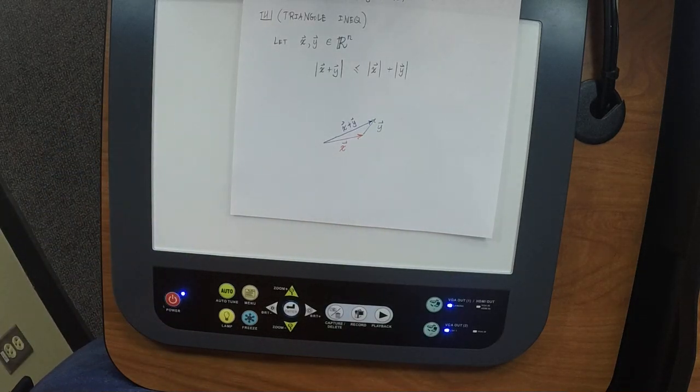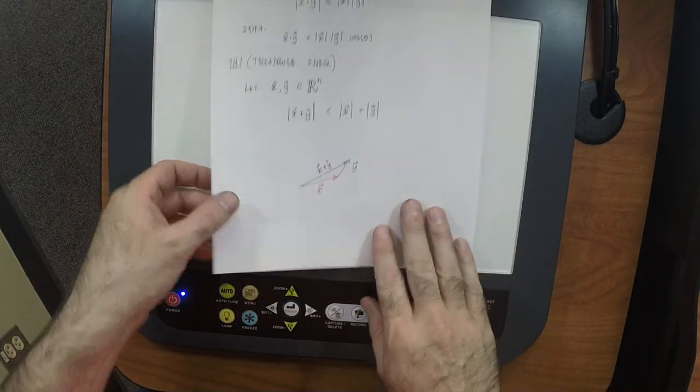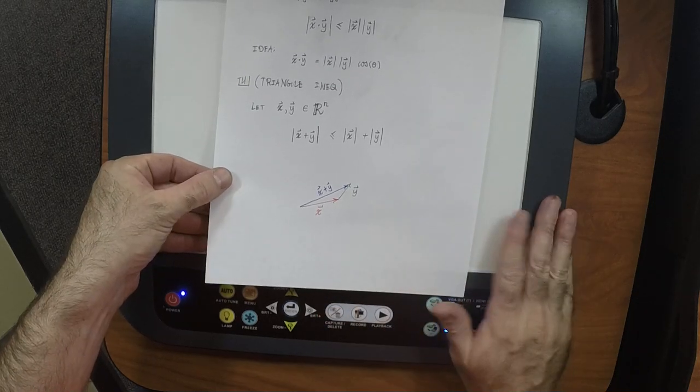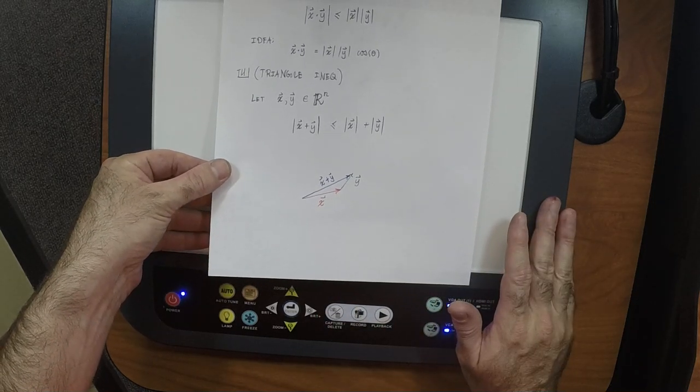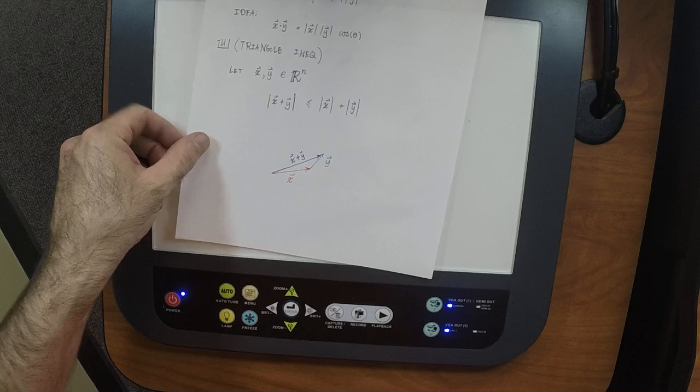That's the triangle inequality. And if I feel like it, I might give you an exercise to prove the triangle inequality too. Any question about this one? Yes? Does it still work if you have more than just two vectors, like five or six vectors added up? It does.